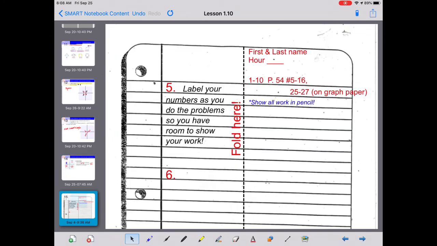Your homework for tonight is page 54, 5 through 16, 25 through 27. It'd be helpful to put that on graph paper. If you want to do the whole assignment on graph paper, that would be awesome. Make it a great day.